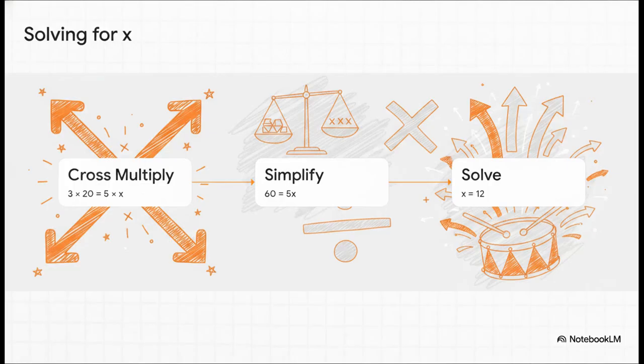Let's break it down. Step 1, hit it with that cross-multiplication. Multiply the 3 by the 20 and multiply the 5 by the x. Step 2, 3 times 20 gives us 60, so we get 60 equals 5x.